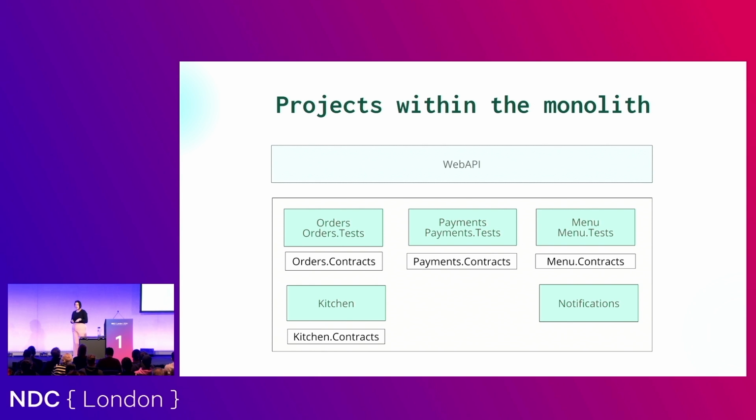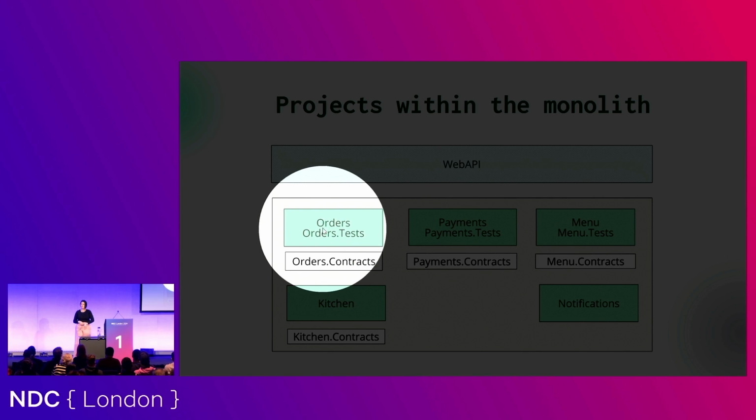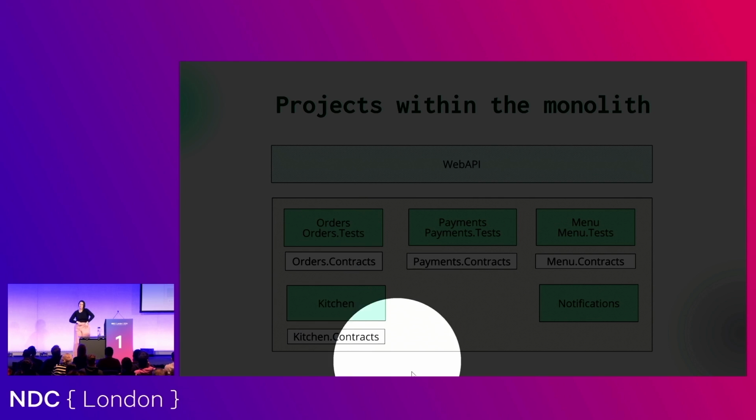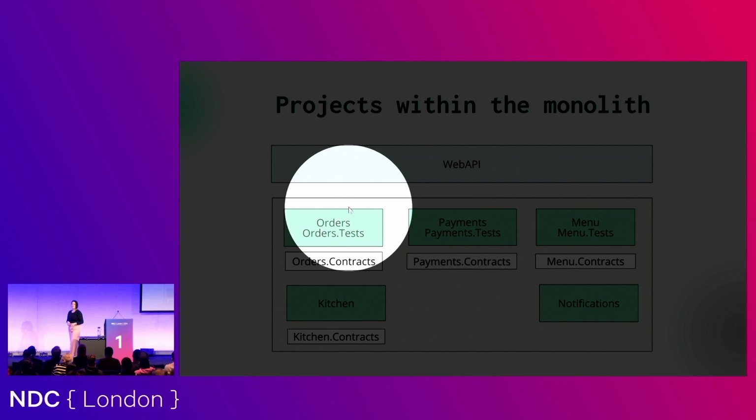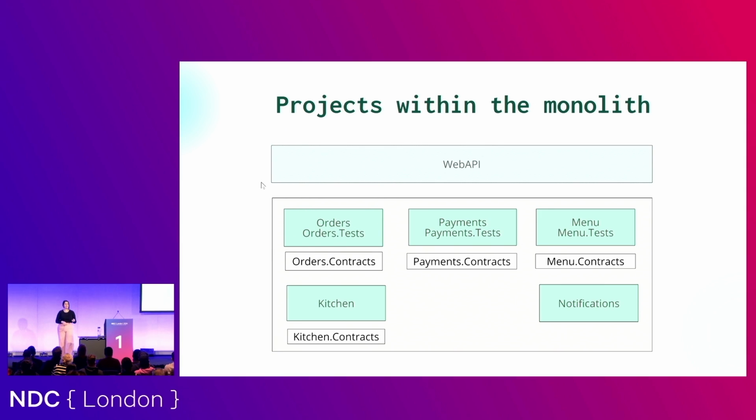So each one of these things, yes it does. We've got orders, order tests, order contracts. But each one of these things is an individual module. And that's a class library if you're adding it to your .NET project. So we have all of those projects. Yes, you have a lot of projects, but it will make sense, okay?